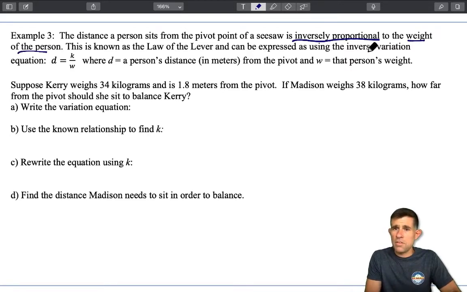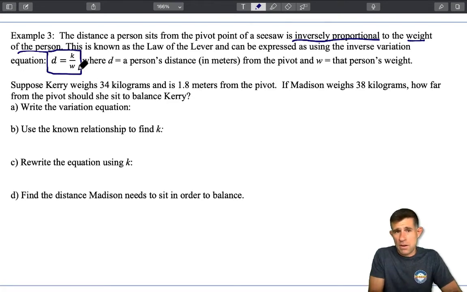It can be expressed using an inverse variation equation, d equals k divided by w, where d is a person's distance in meters from the pivot point, and w is the person's weight. All right, suppose Carrie weighs 34 kilograms, is 1.8 meters from the pivot. If Madison weighs 38 kilograms, how far from the pivot does she need to sit to balance Carrie?